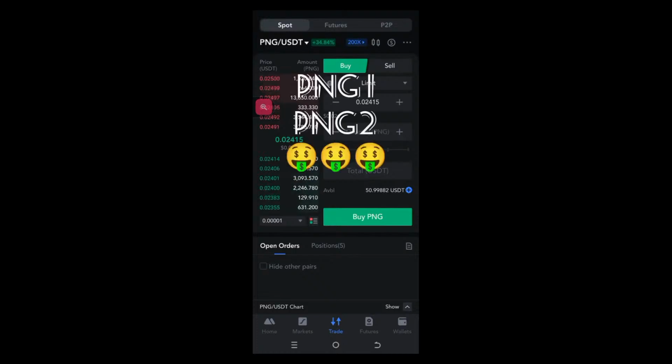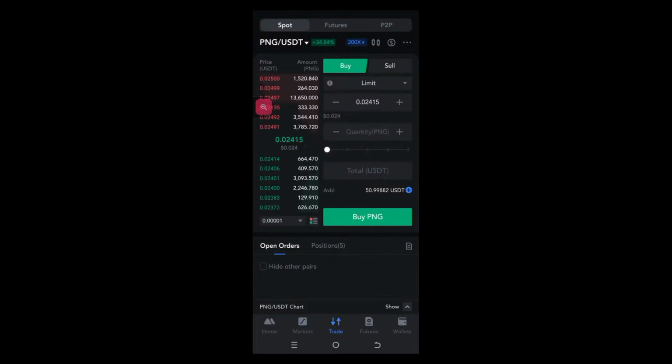PNG1, PNG2. Now remember that in PNG1, we got 55 cents. We were just trying to be conservative and get out of the trade. And now we did the second one, and of course, this is awesome. We were able to get almost 2% on this trade. That's like 1.98%. Beautiful. Wow!